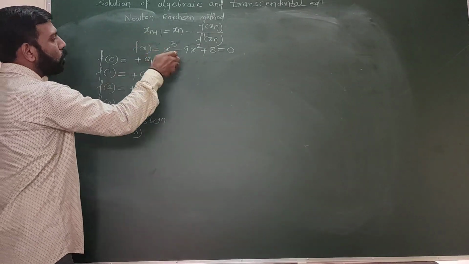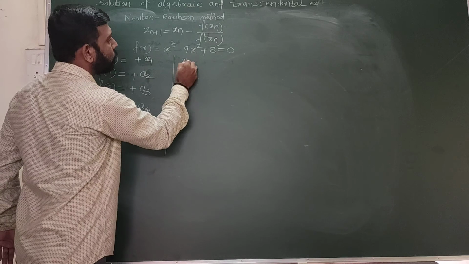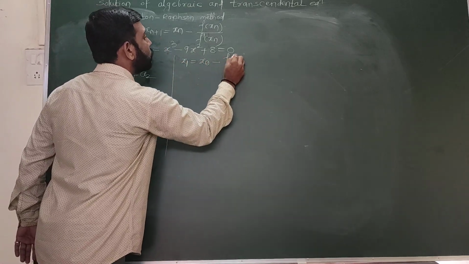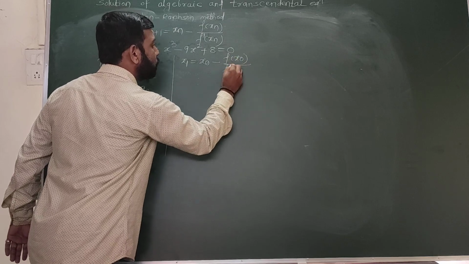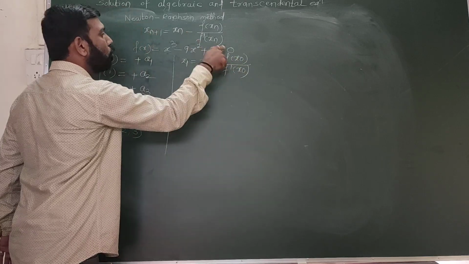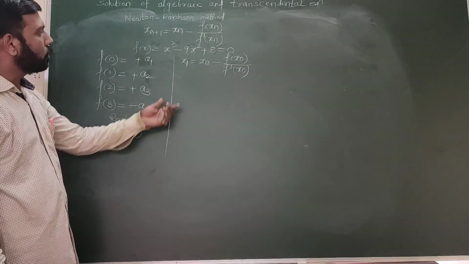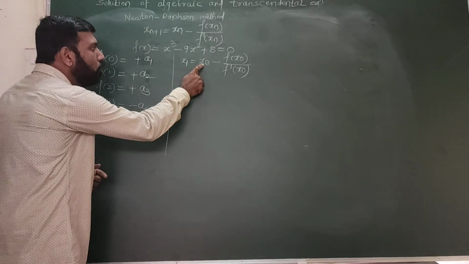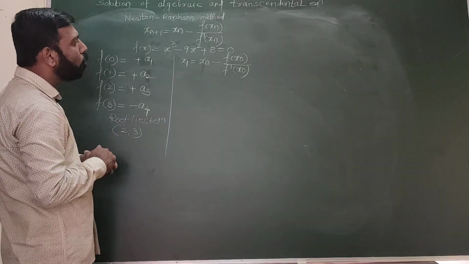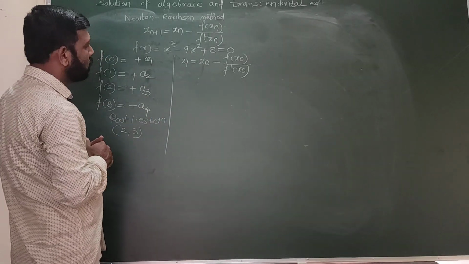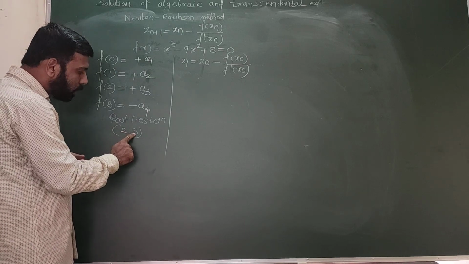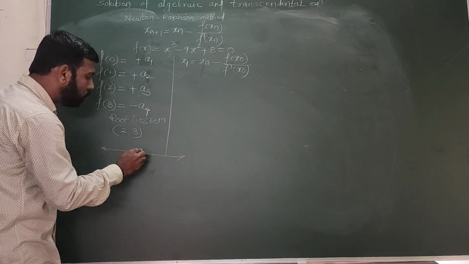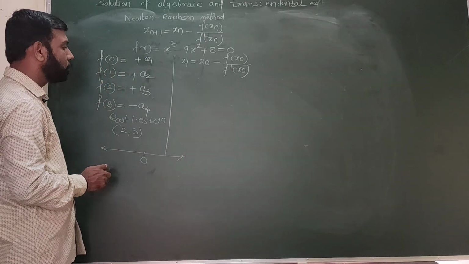Now for the first approximation, if we substitute n equals 0, the formula becomes x1 = x0 - f(x0)/f'(x0). In this, the first value we require is x0. Now what is that x0 value? x0 can be 2 or x0 can be 3. But which will we choose as the x0 value?